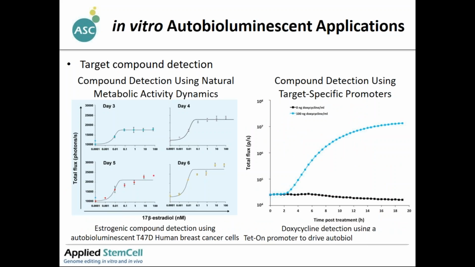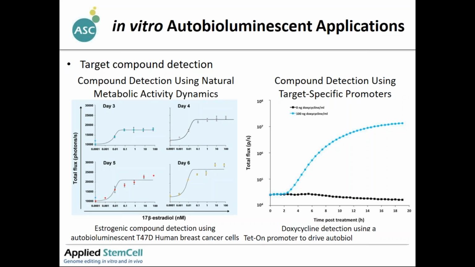And because the Lux cassette, the autobioluminescent gene cassette, is a genetic system, the genes are passed along to daughter cells during cell division. So if you put the genes under constitutive control, it's a good tool to track cell population growth, so track the change of cell numbers.